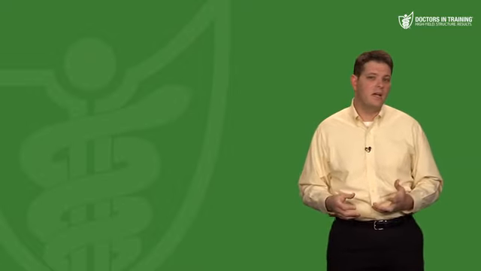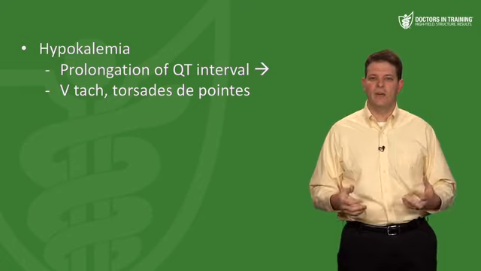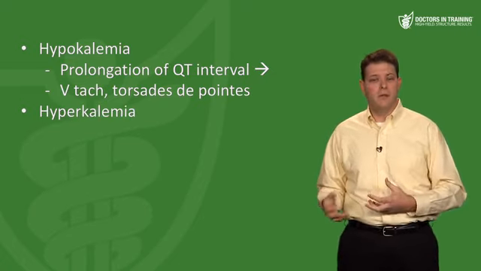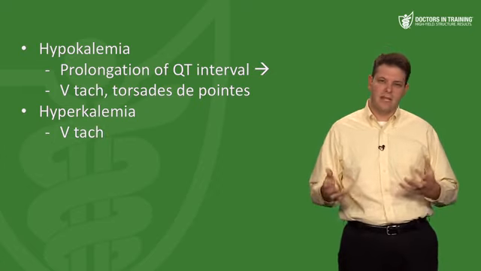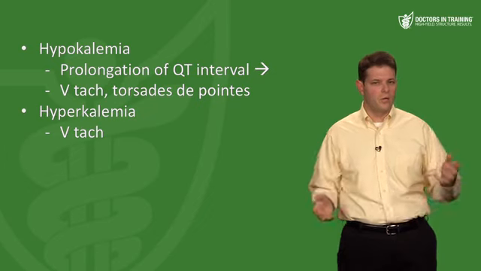And speaking of V-tach, I want you to remember that low magnesium and low potassium tend to go together. So hypokalemia can prolong the QT interval and lead to V-tach and torsades just like low magnesium can. And actually, hyperkalemia can also lead to V-tach. Potassium's kind of like Goldilocks. It's got to be just right or you can get into trouble quick, whether it's too low or too high.